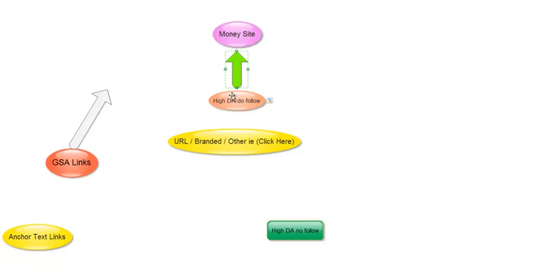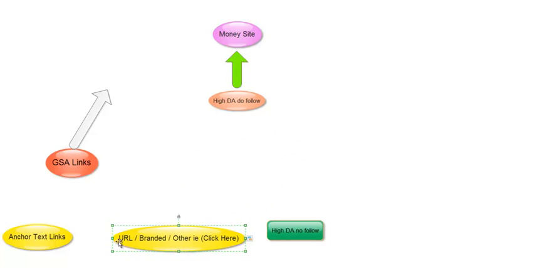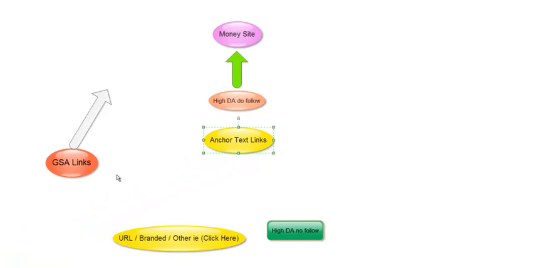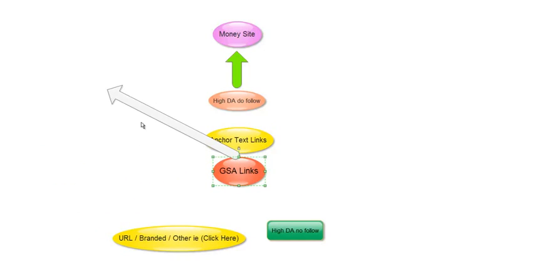And that's if this link here, this green arrow, the link from the GSA to the money site, is an anchor text. Now let's say it's not an anchor text, and it is a branded or a URL link. Then in that instance, you're okay to send anchor type links using GSA directly to that do follow high domain authority site, but only if this was a URL based link or an other type link. So those are the flipping and flopping you've got to be aware of.